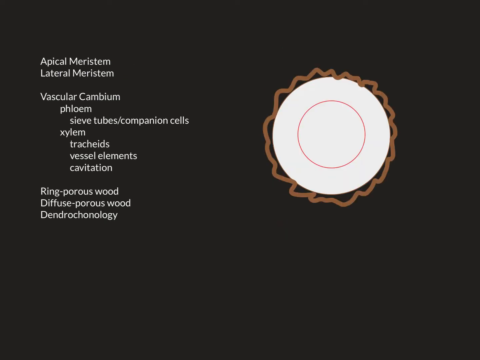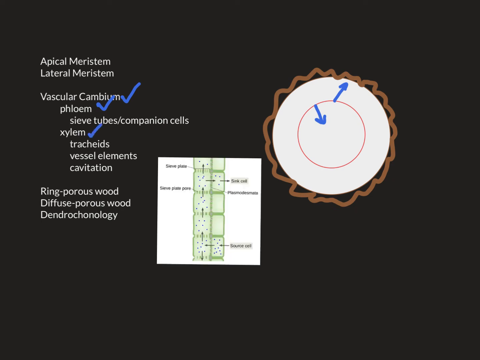Here is a cross-section of a stump and a drawing of the vascular cambium. From this meristematic region, the phloem grows outward and the xylem grows inward. The phloem transports sugars and nutrients all over the plant, and the cells are called sieve tubes. They are living cells with no nucleus, so they need companion cells next to them to help them function and grow.